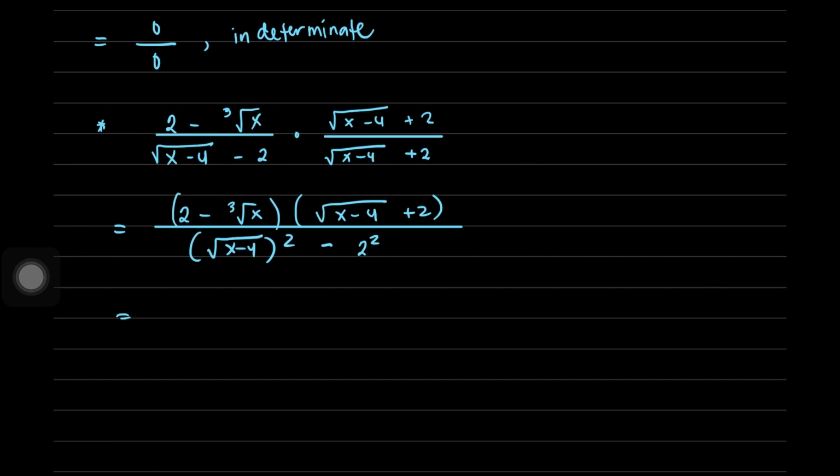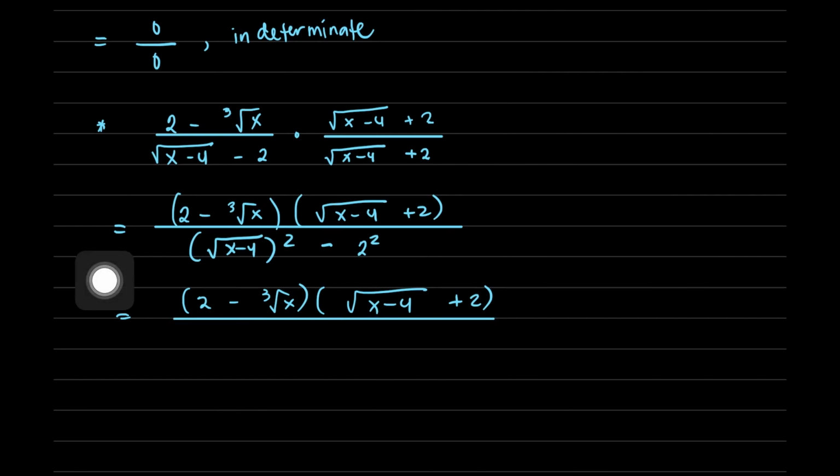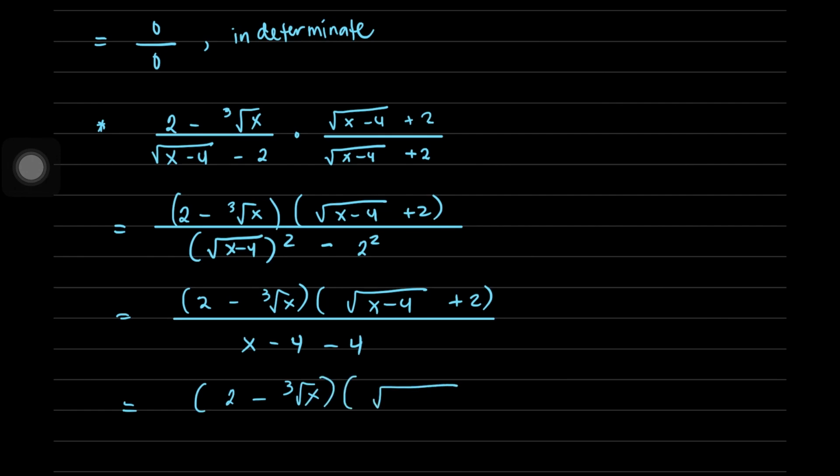So this is now equal to 2 minus cube root of x multiplied by the square root of x minus 4 plus 2 all over, alright, so the square root of x minus 4 raised to 2, that's equal to x minus 4, right? Because basically the square root and the exponent 2 will cancel out. And minus 2 squared, so that is minus 4. So the resulting denominator here would now be equal to, right, so let me just rewrite the numerator, multiplied by the square root of x minus 4 plus 2 all over x minus 8.